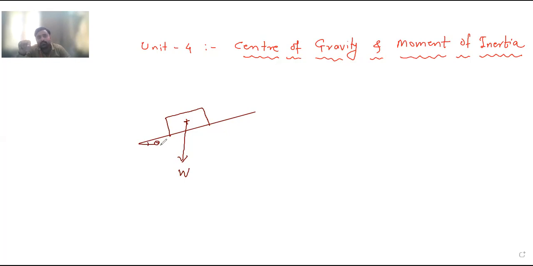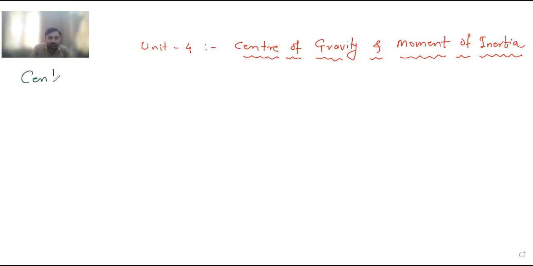So centroid is a point from where the whole area of the body is assumed to act. First of all, we will write down the definition and then we will see it in detail: what is centroid and center of gravity. Once we write the definition, it will be clear to you what it exactly means.